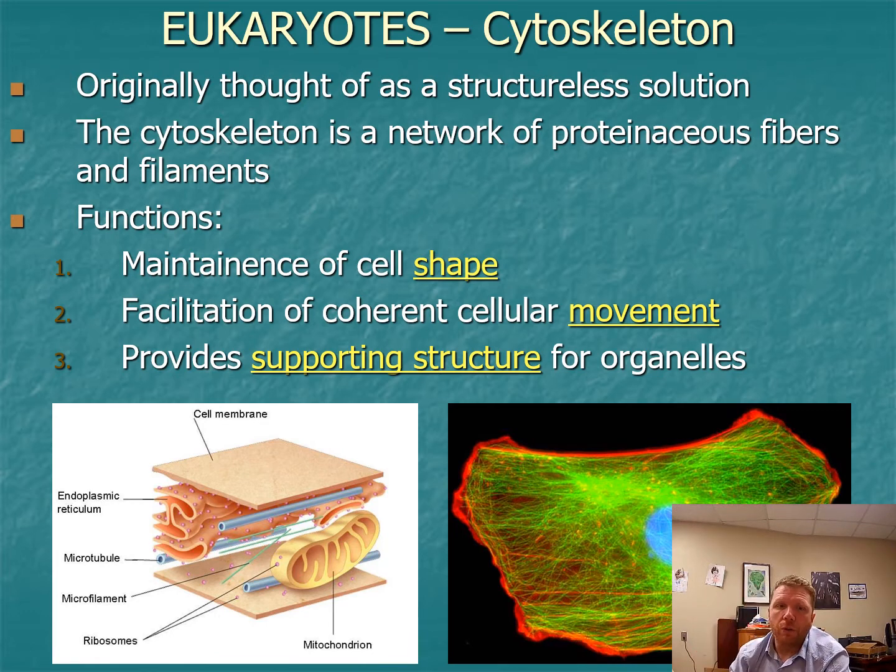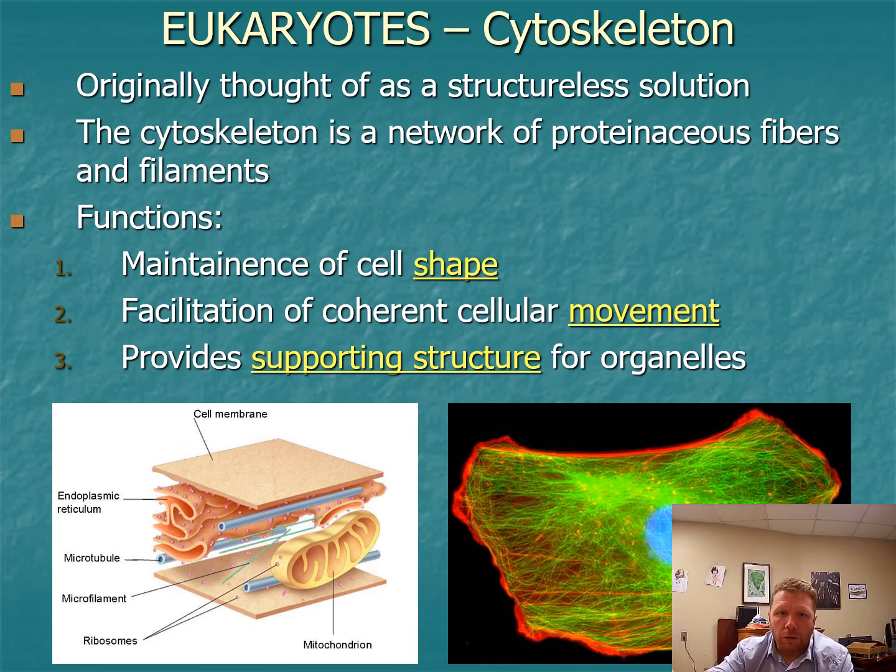What they're going to do is, one, provide shape for the cell. This network has two ends, one end anchored over here, another end anchored over here, and you have all of these different filaments. But it's also going to allow cellular movement, because these threads, these strings, can contract and expand. But this is also going to provide supporting structure for organelles.